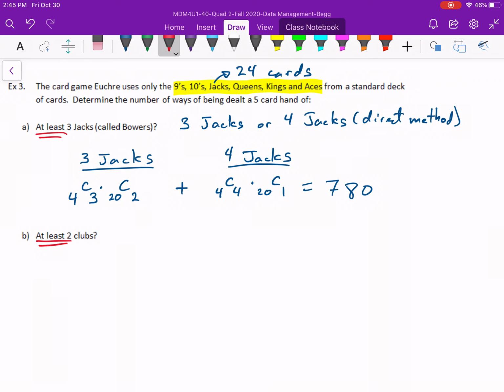So total hands minus 0 clubs, in other words, hands with 0 clubs in them, and hands with 1 club in them.